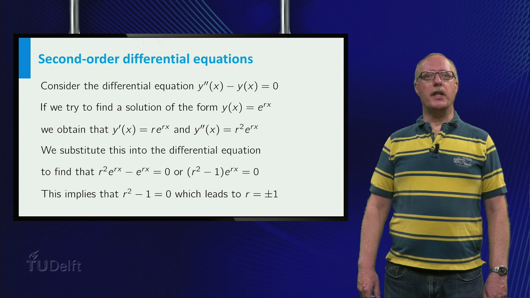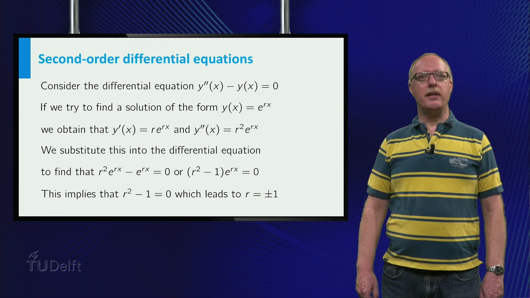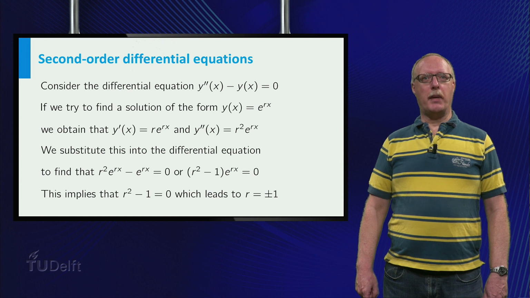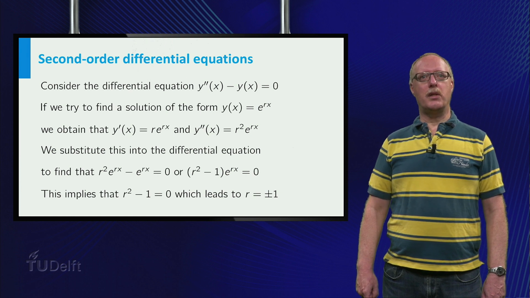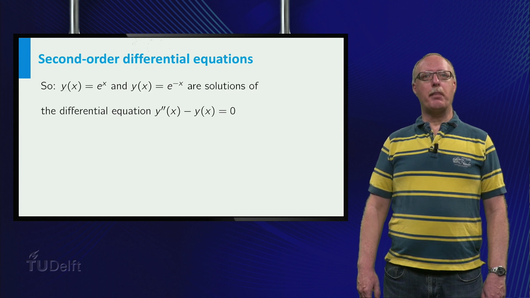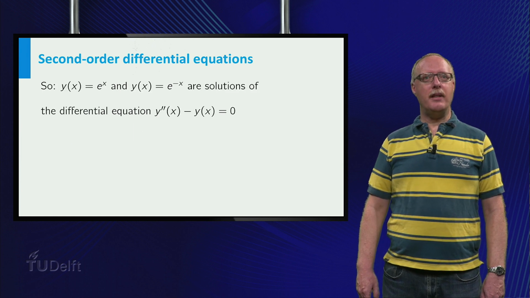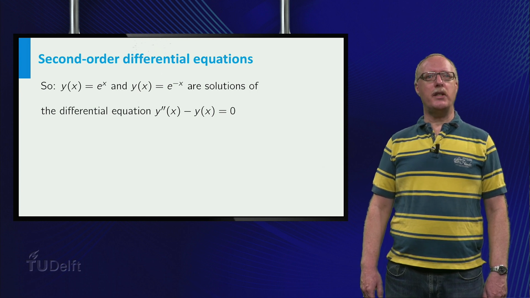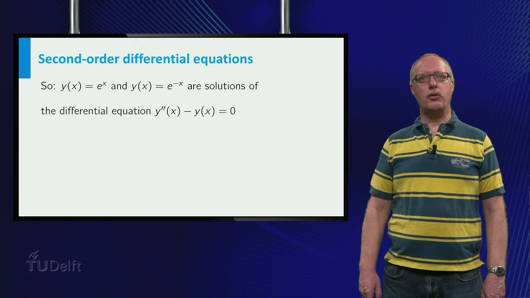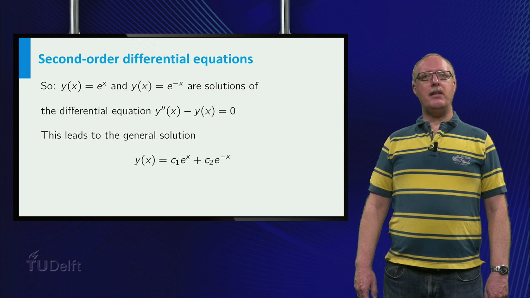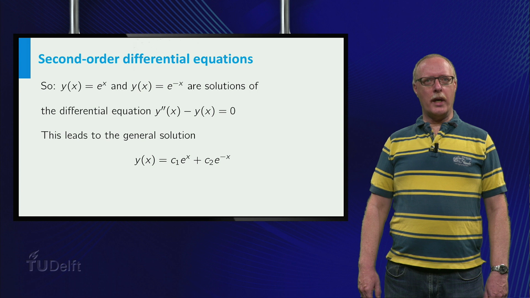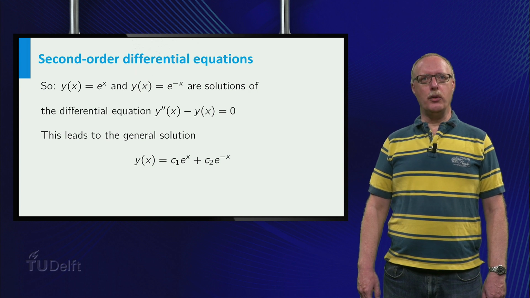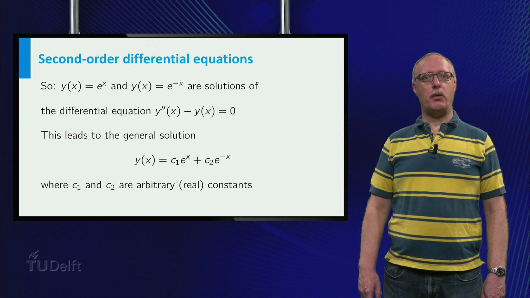Since the exponential function is positive for all values of r and x, we conclude that r squared minus 1 should be 0, which leads to the solutions plus or minus 1. This implies that both e to the power x and e to the power minus x are solutions of the differential equation y double prime minus y equals 0. This leads to the general solution c1 times e to the power x plus c2 times e to the power minus x, where c1 and c2 are arbitrary constants.